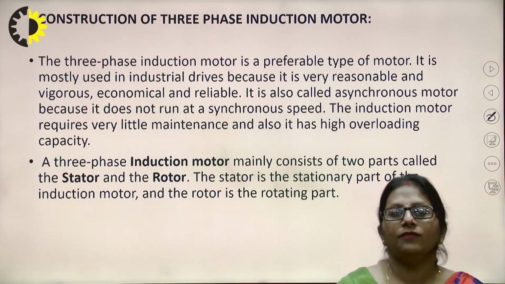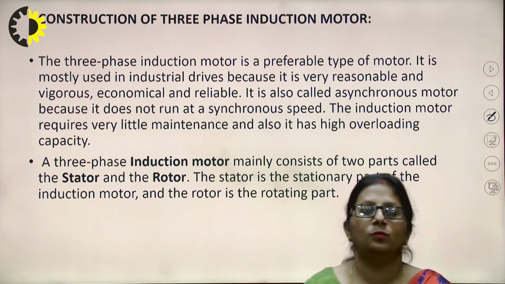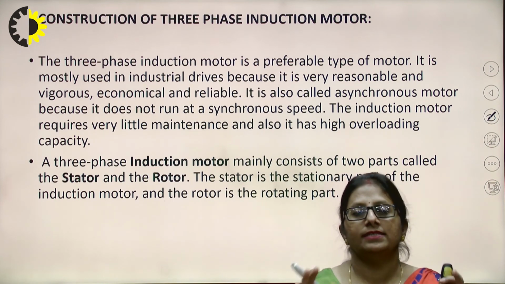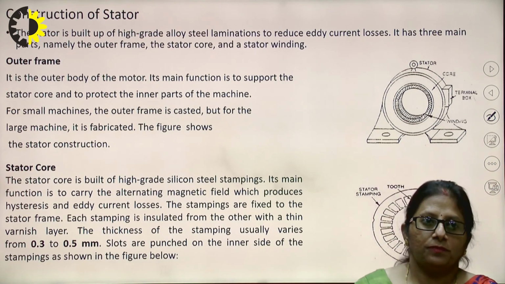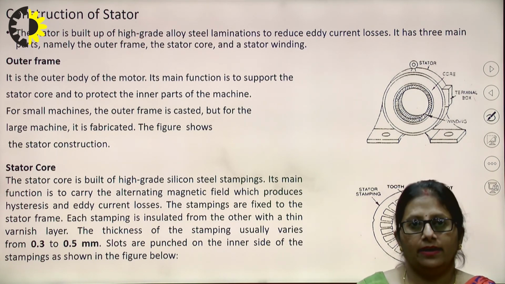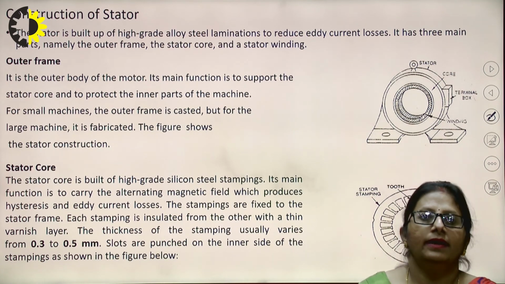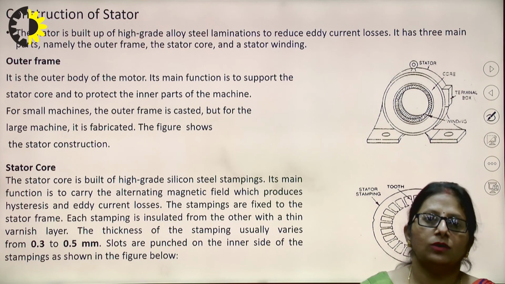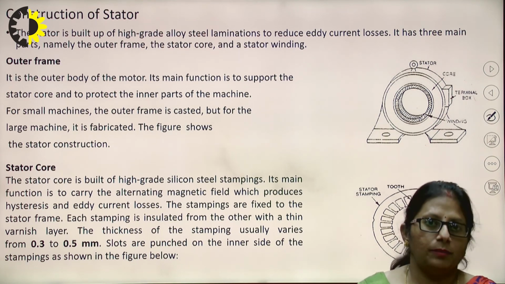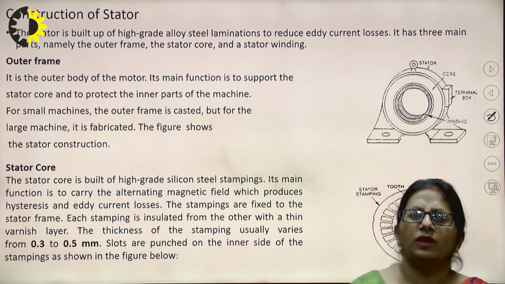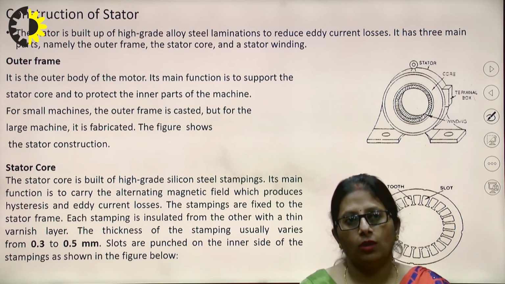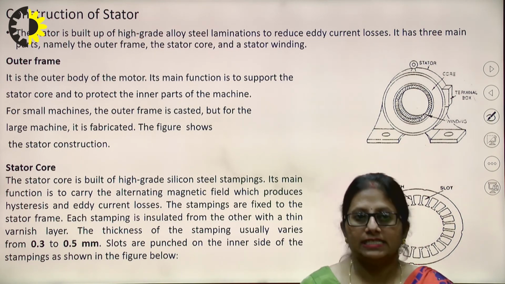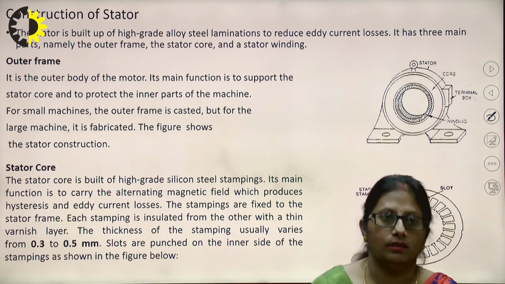Now, constructionally, the induction motor consists of two parts, the stator and the rotor. The stator is the stationary part of the induction motor and the rotor is the rotating part, right. The stator is built up of high grade alloy steel laminations to reduce the eddy current losses. It has three main parts: the outer frame, the stator core and the stator windings. The outer frame is the outer body of the motor. Its main function is to support the stator core and protect the inner parts of the machine. For small machines, the outer frame is cast, but for large machines, it is fabricated, right.